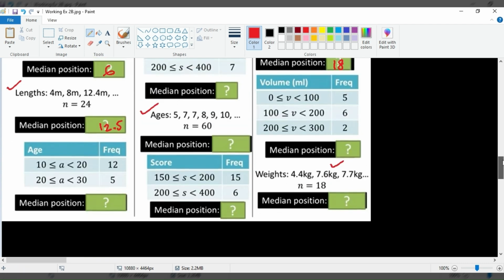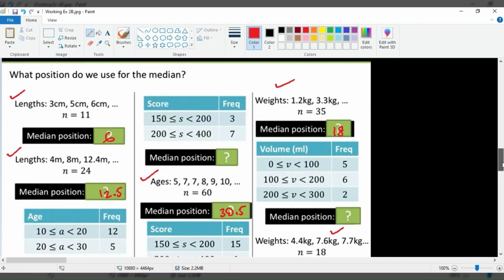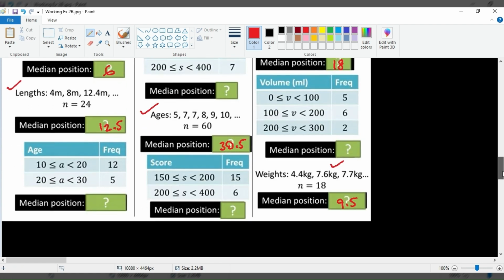Now the next one is 60. That means 60 plus 1 is going to be 61. That means 30.5 is going to be the value. Which one is the next? 18. 18 plus 1 is a 19. 19 is going to be giving us 9.5 as the answer. And any other ungrouped? No. Okay. Now comes the grouped data.